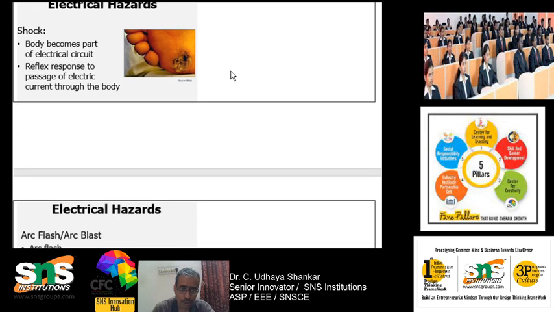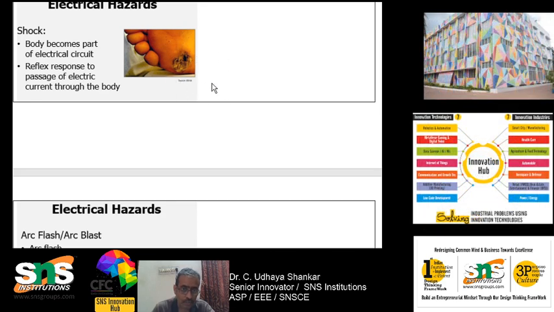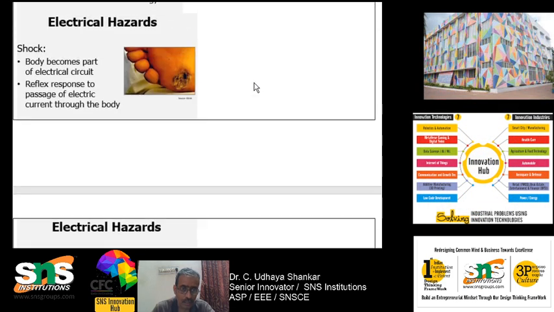Next is shock. The body becomes a part of the electrical circuit, a reflex response to the passage of electric current through the body. You can see that small wounds will be there. These are all the burns which occur due to electrical shock.